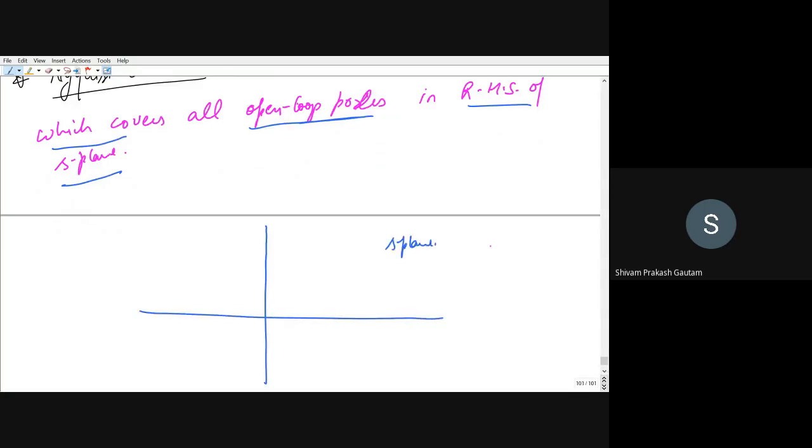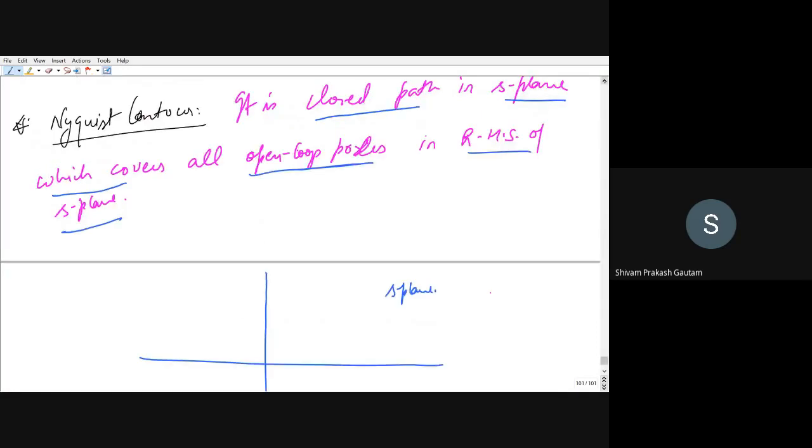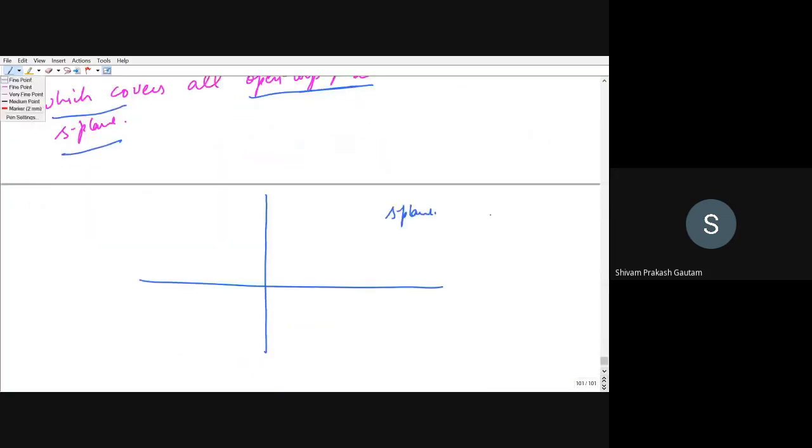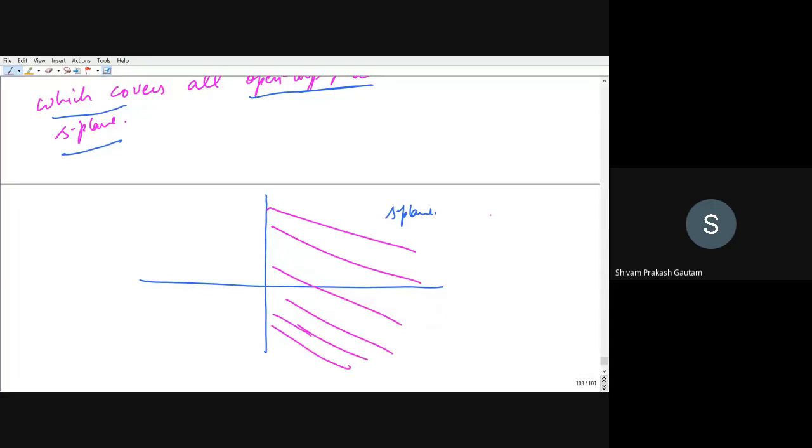So it covers all the poles. You can see it covers all the portion of the right hand side. It is a closed path in the S plane which covers all open loop poles in the right hand side. So the Nyquist contour you have to draw like this, such that it covers all the portion of the right hand side of the S plane, that is, after the imaginary axis.